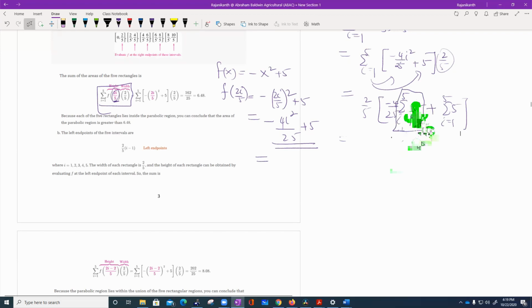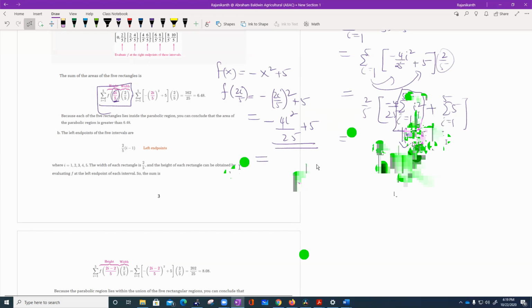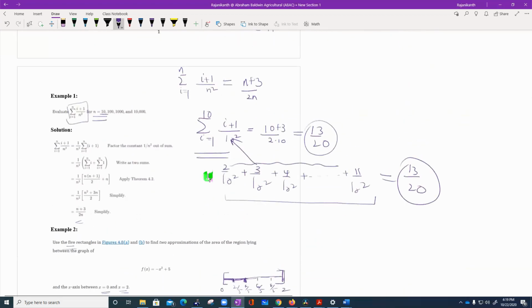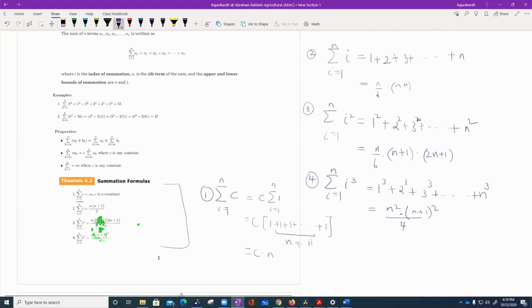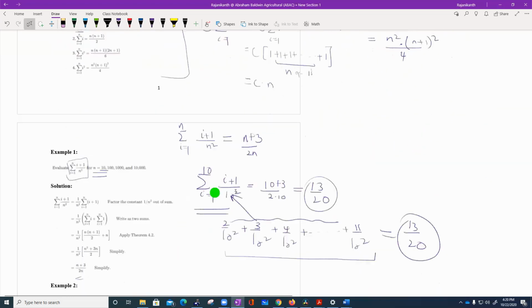How do you find this one? Sharon, tell me, how do you find this? Hello, Sharon. Are you there? Yes, sir. Wouldn't that be just doing the third summation formula? Yes. You know now n is 5 here, right? Right. Okay. So use the third formula, plugging in 5 here, and you will get that.